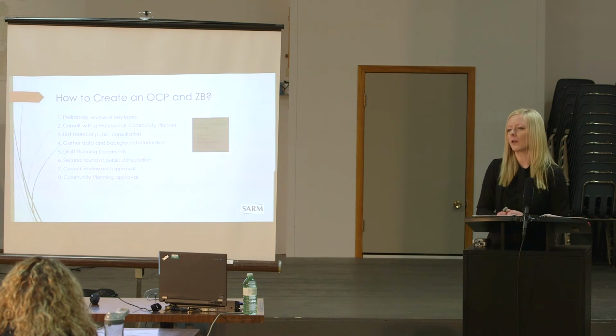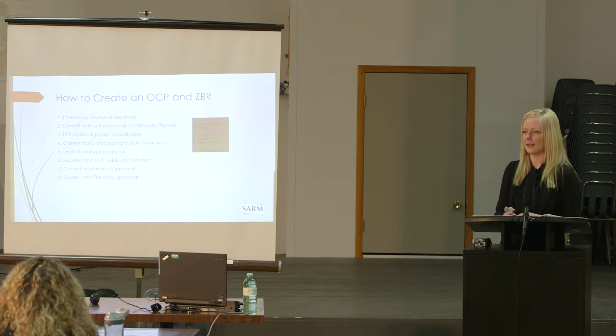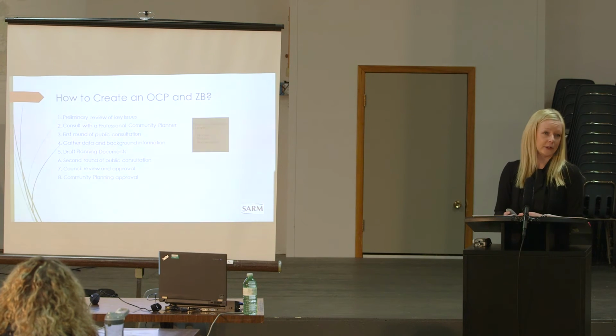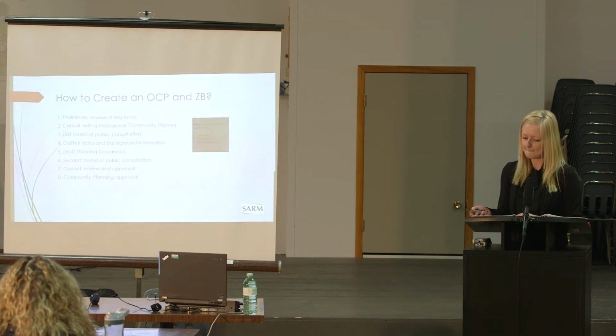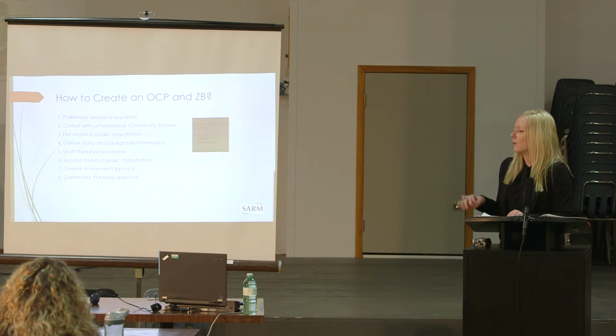Are you saying OCP and a zoning bylaw? Yeah, they go hand in hand, yes. So you have an official community plan and zoning bylaw, all together usually 1 year. And we develop them hand in hand, so it's kind of a joint process. Again, it depends on what's going on in your RM. If you have lots of development, it'll take a little bit longer.